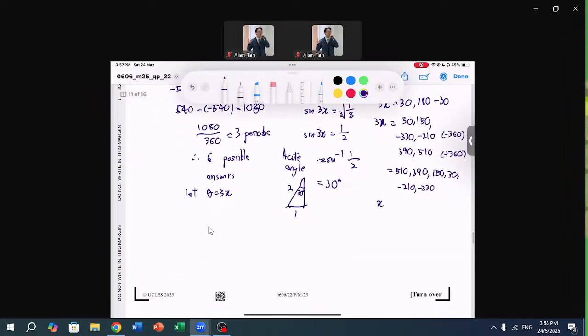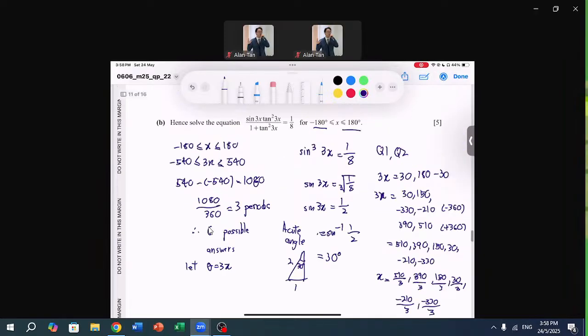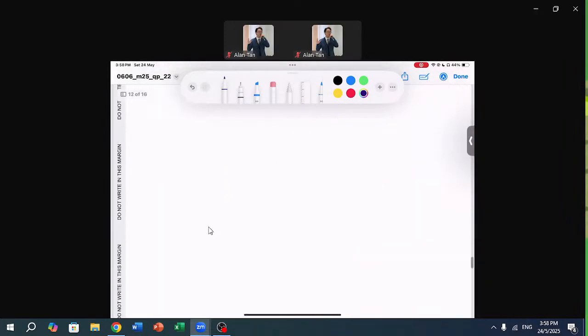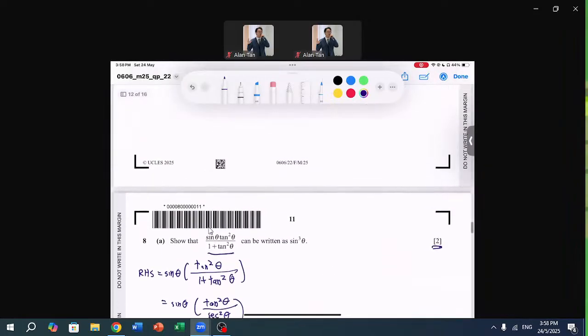Now x equals 510 divided by 3, 390 divided by 3, 150 divided by 3, 30 divided by 3, negative 210 divided by 3, negative 330 divided by 3, giving me 170 degrees, 130 degrees, 50 degrees, 10 degrees, negative 70 degrees, negative 110 degrees. 6 answers. Scoring me 7 marks here, 10 marks just now, and now what we're left with is differentiation.